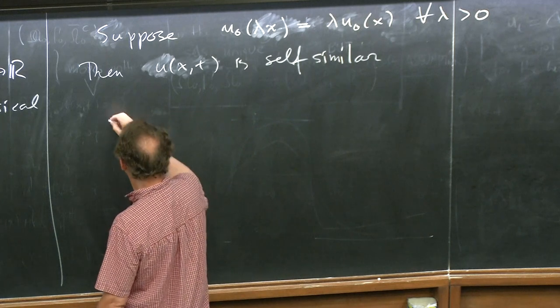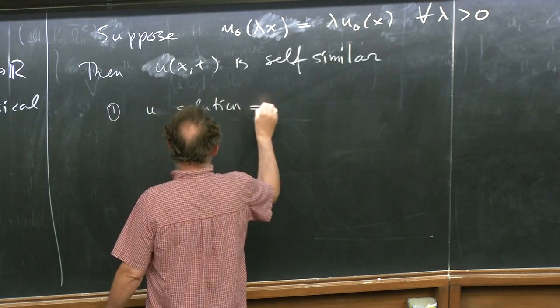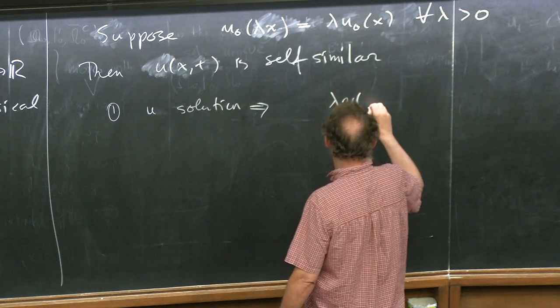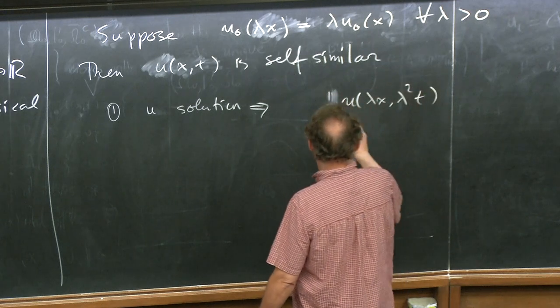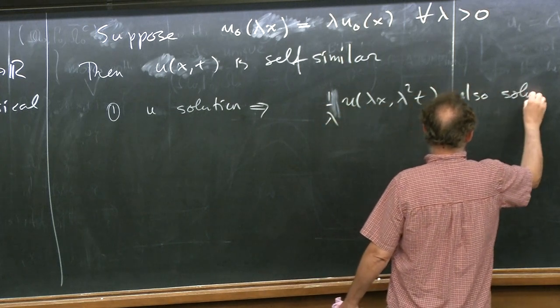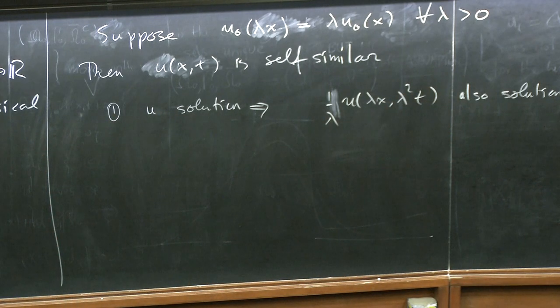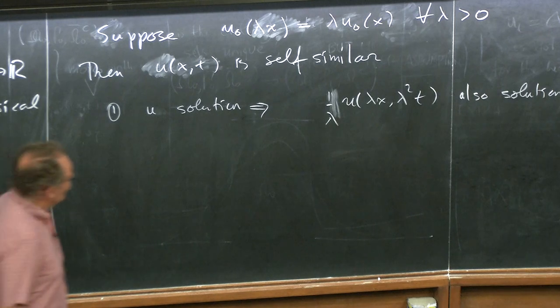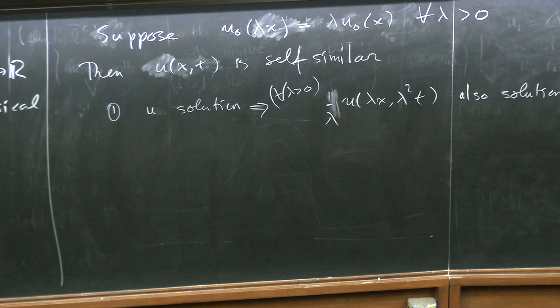And why is this? For two reasons. One, u is a solution. This implies that lambda times u of x over lambda, t over lambda squared, is also a solution. So this is the usual parabolic rescaling. You're allowed to trade one space for two times, so for all positive lambda. And so for the graph equation, for either that equation or this equation, if you like, it's a matter of just substituting.